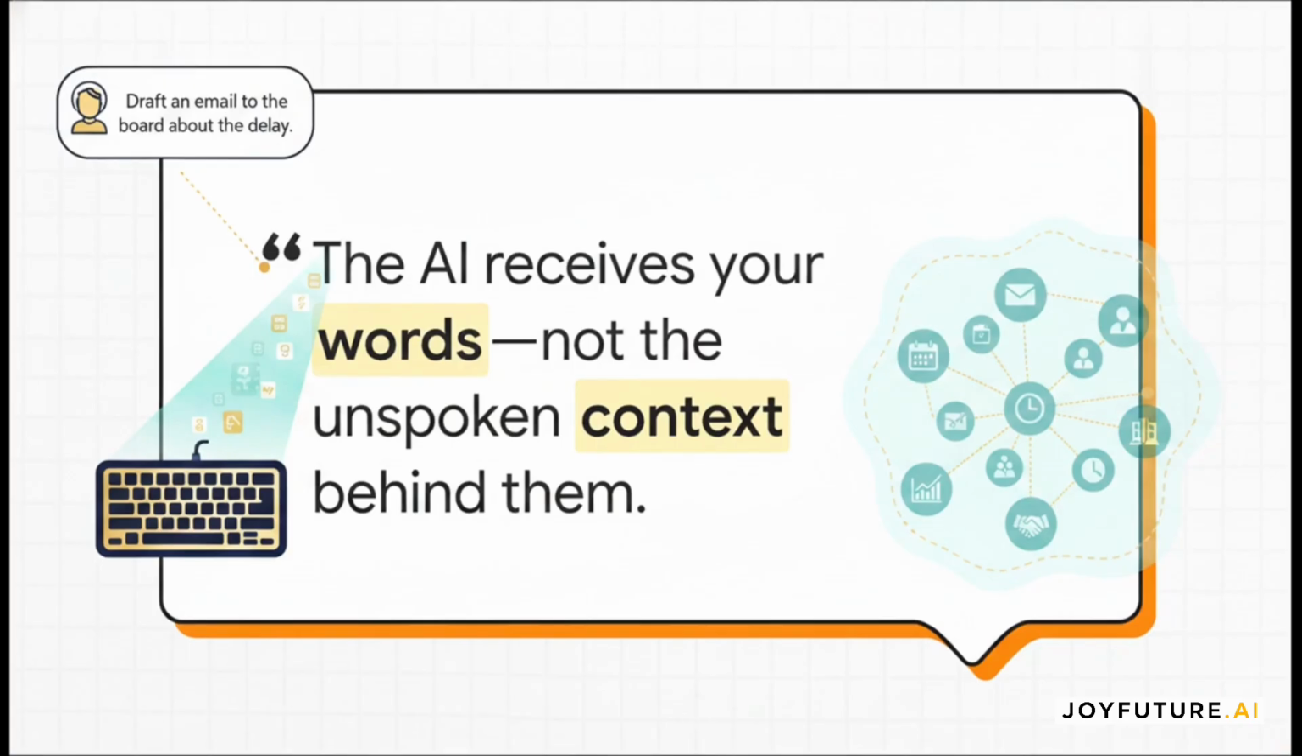Which brings us to a quote that honestly needs to be a guiding principle for all of us. The AI receives your words, not the unspoken context behind them. Let's say you're rushing and you just type, "Draft an email to the board about the delay." The system receives those exact tokenized words, that's it. It doesn't magically receive the 2-year highly stressful history of the project. It has zero clue about the board's specific anxieties. It doesn't know the actual technical reason for the delay, the delicate political dynamics on your executive team, or the promises you made last month.